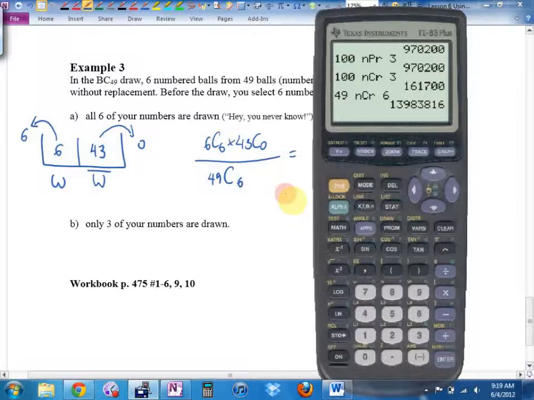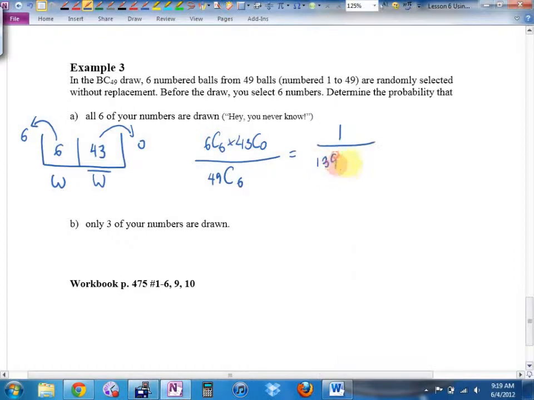13,983,816. Chance of winning 1 in 13,983,816. I think if you match 3, you win a free play. So B, what about only 3? Try that one on your own. I'll do it up here. Let's see if we get to the same thing.